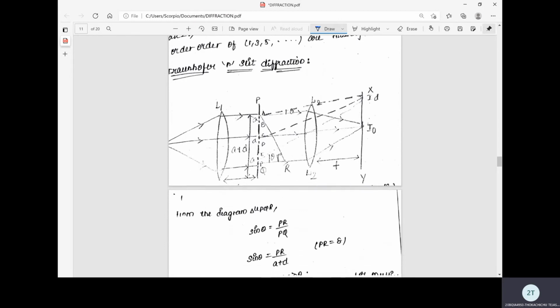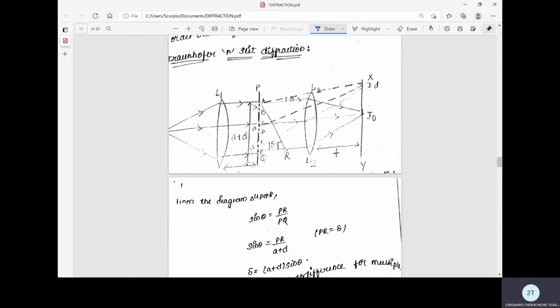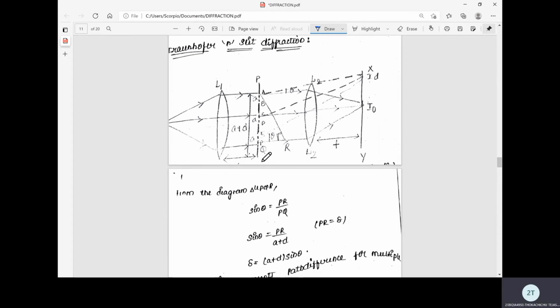Now coming to the next experiment, that is Fraunhofer n-slit diffraction. Unlike in the previous two experiments, in which we took one slit and two slits, in this experiment we'll take n number of slits. That is the only difference in the setup of this experiment. So let's see how the light travels here.